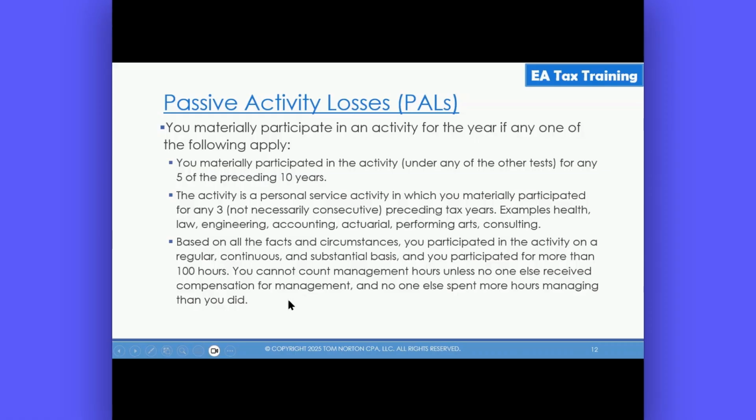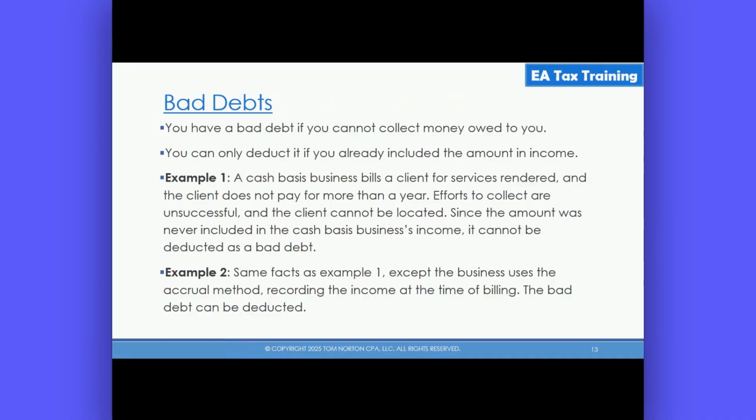So if you've hired a professional manager, then you can't count any hours that you did managing towards your 100 hours. This is one, obviously, you are going to have to document what you did to prove to the IRS that, hey, yes, I really did materially participate in this activity. Now we're going to move on to specific types of deductions that can be taken.